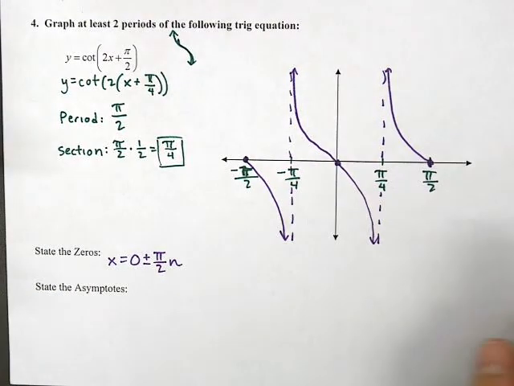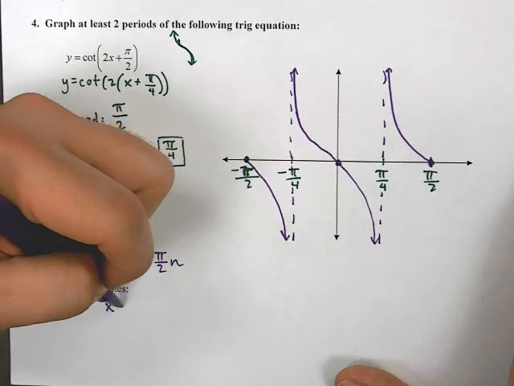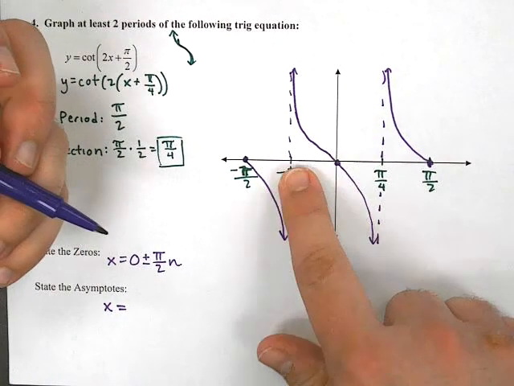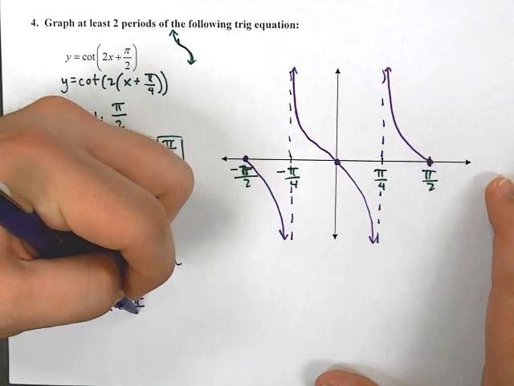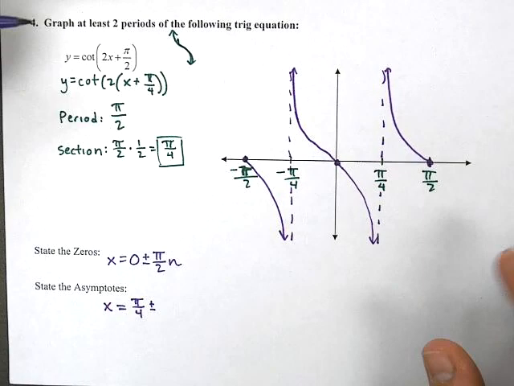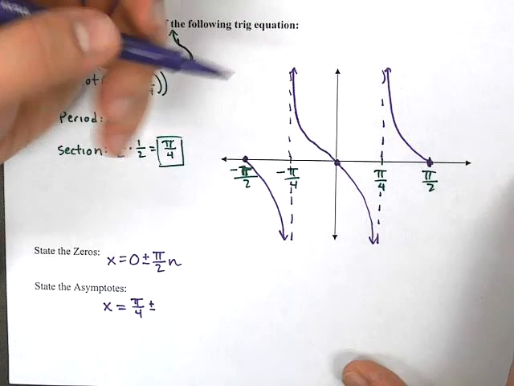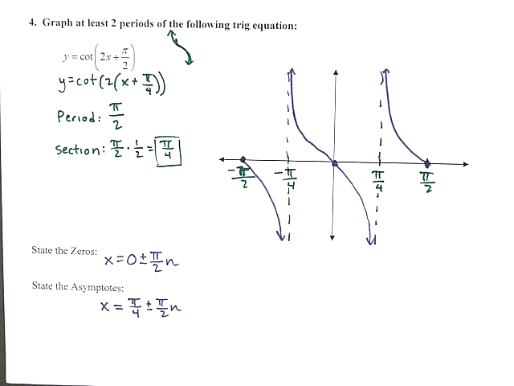Asymptotes, slightly different. I would say, again, these are at x equals. However, I want to pick, doesn't really matter which one. I'm going to pick the positive one, so I'm going to say pi over 4. And then what's going on here? I know that I'm going to have an asymptote every 2 sections again. So pi over 2n. Alright, so there was a brief reminder, maybe not brief, but a little refresher on graphing.